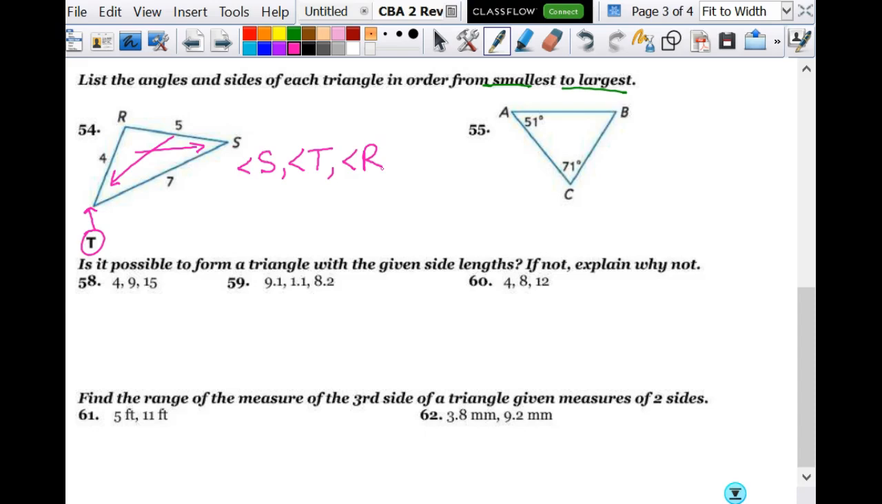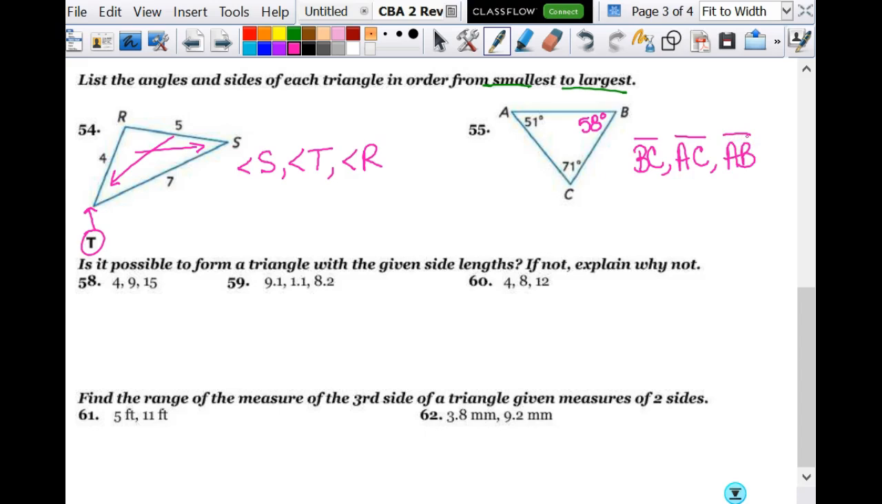On this one over here, in order to be able to actually answer this question, I have to find the missing angle, which is 58 degrees. So shortest side is across from the smallest angle, so line segment BC, and then line segment AC, and then line segment AB, from smallest to largest.